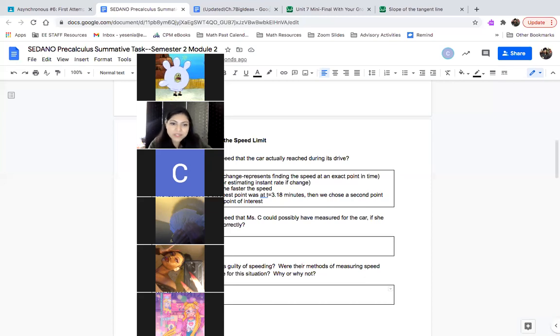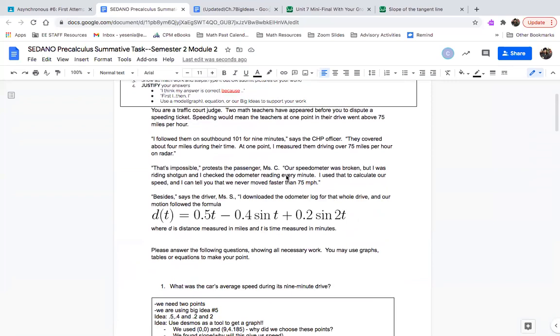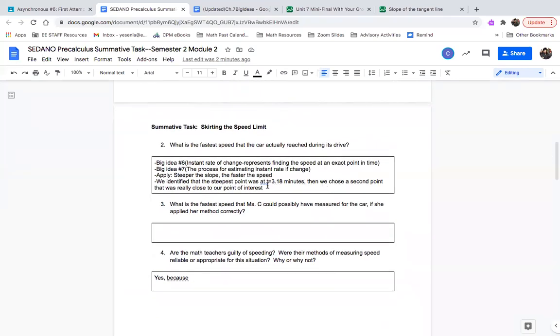Let's quickly, in these last few minutes that we have, see what Miss C did. If y'all remember the context of the problem, Miss C is a math teacher. She knew the speedometer was broken. When she was trying to argue to you as a traffic court judge, she was trying to say they were not speeding. The speedometer was broken, but she was taking calculations, or reading the odometer, every minute. So Miss C was able to calculate the average rate every minute. What that means is that she wasn't able to calculate between minutes, like 2.5 and 3. She's not able to do what we did right here in number 2.